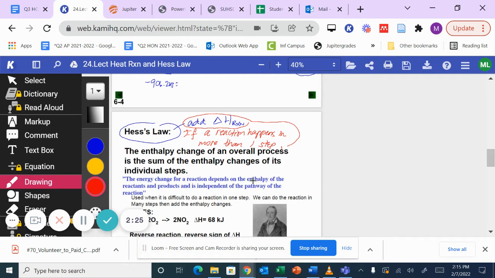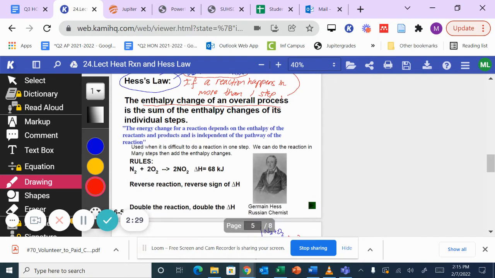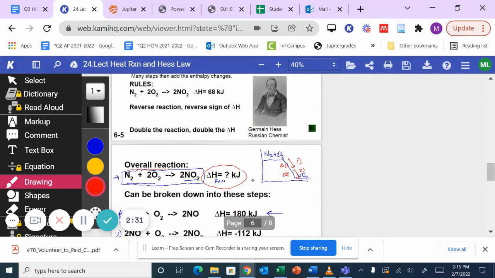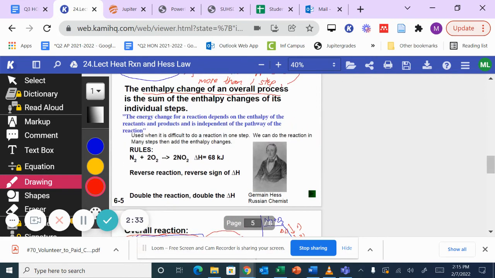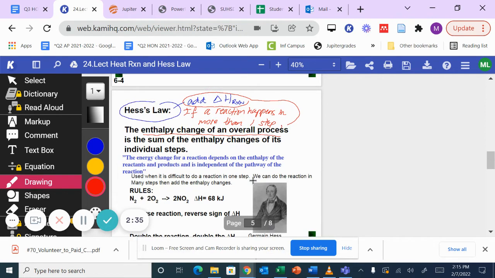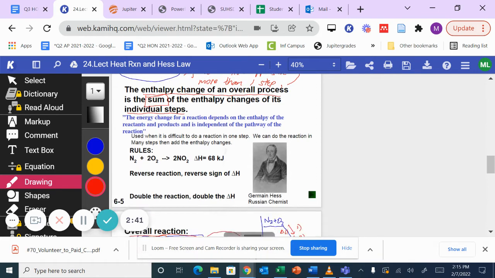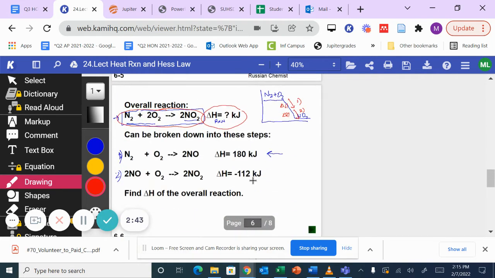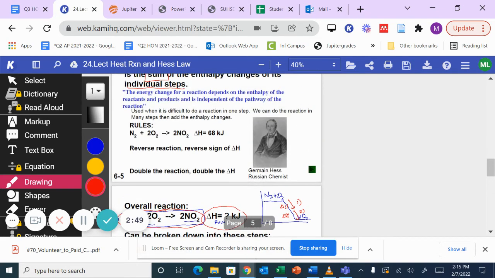Here is the formal definition. The enthalpy change of an overall process, in this case, this is the overall process right here, is the sum of the enthalpy changes of the individual steps. So here are the individual steps 1 and 2, and all you have to do is add these up. But before you add those up, we have to follow some rules. Let me show you some rules.